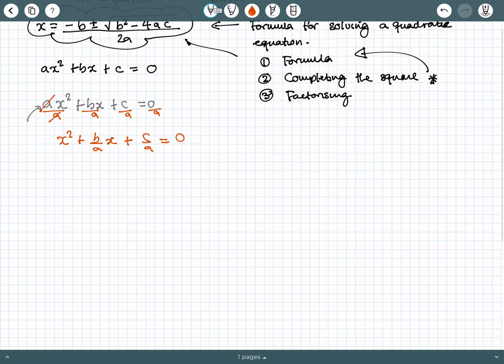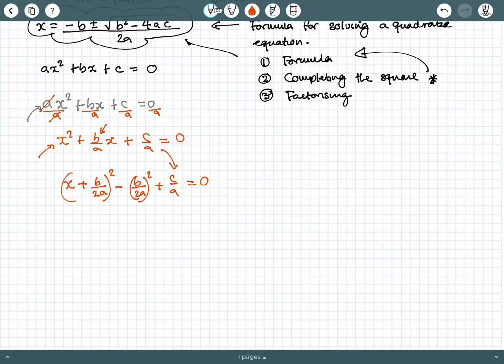Okay, then to complete the square, we just write, instead of the x squared, we just write the x, and then we half the b over a, so plus b over 2a, because we have the b over a, and then we close the bracket, we square, then we subtract b over 2a squared, and then we drop the c over a from here. It comes down here, equals 0.